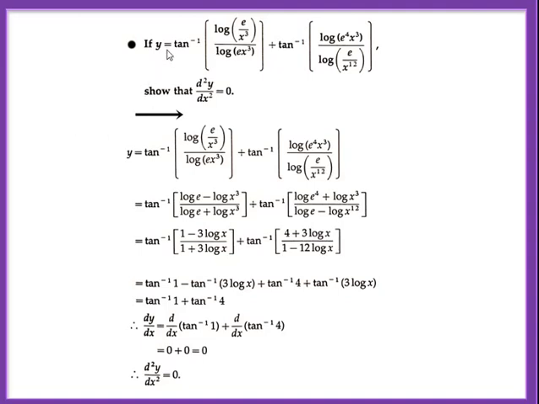The next one, y equal to tan inverse of log of (e by x cube) upon log of (e x cube) plus tan inverse of log of (e raised to 4x cube) upon log of (e upon x raised to 12). Show that the second derivative is 0. Basically again this is a sum on logarithm. If you can apply laws of logarithm, then you can get the answer.